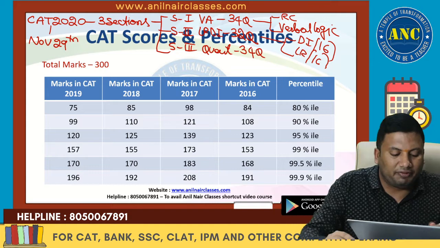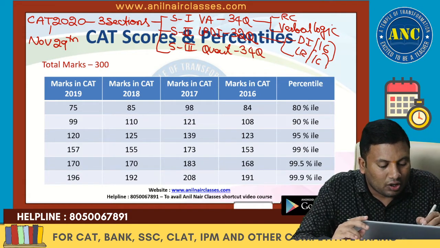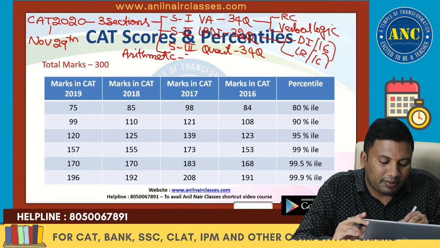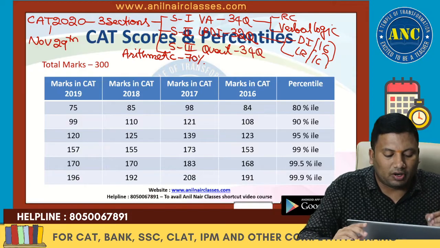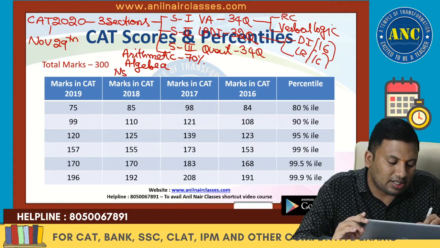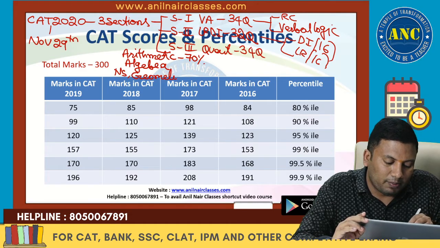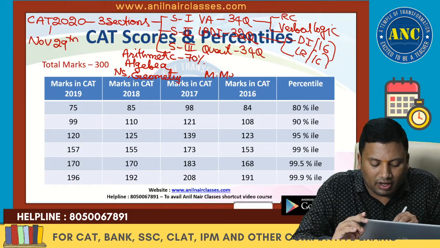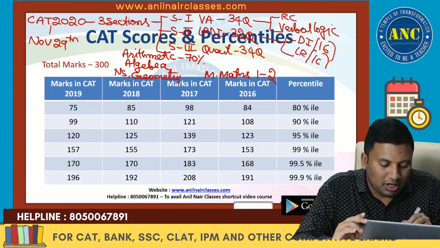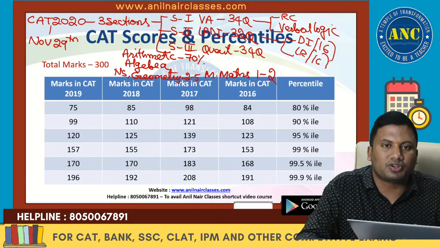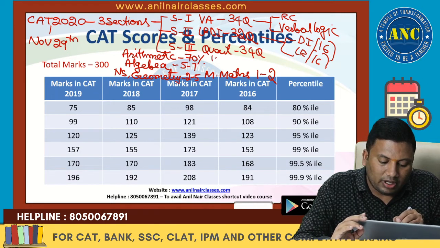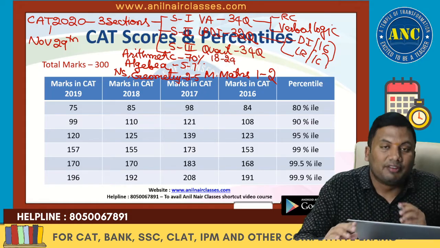In Quant, with 34 questions, the trend of the last few years is that close to 70% of the questions are from arithmetic only. Then the next important area is algebra, then number system and geometry, followed by modern maths. Modern maths will have 1 or 2 questions. Number system probably 2, geometry 2 to 5 questions. Algebra 5 to 7 questions, and close to 18 to 24 questions from arithmetic.